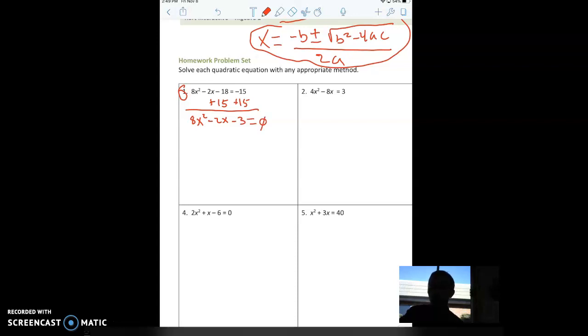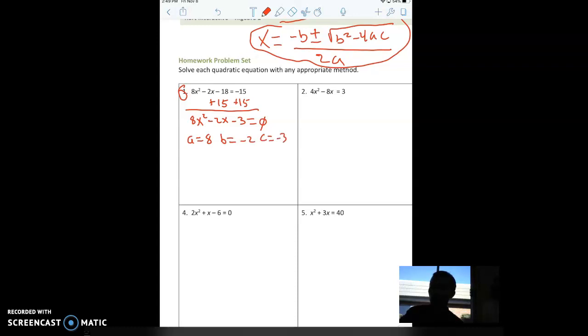Okay, if you notice, that's probably a little bit hard to factor. How would I use the quadratic formula here? I'm going to first identify the a, b, and c. A is always the number in front of the x squared term, so a is 8. What's b? B is the number in front of the x, so b is negative 2. What's c? C here is negative 3.